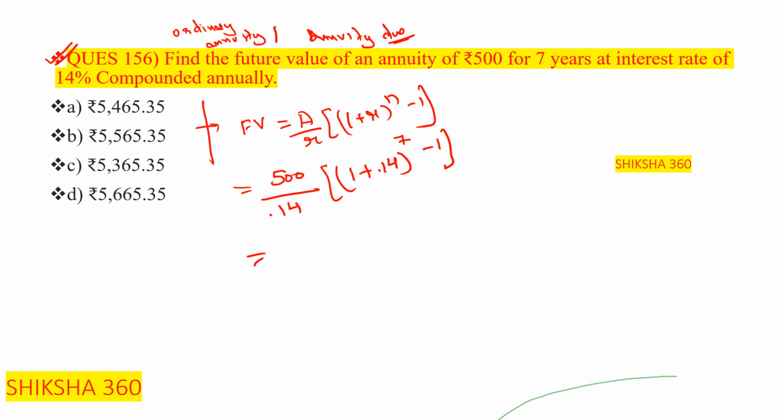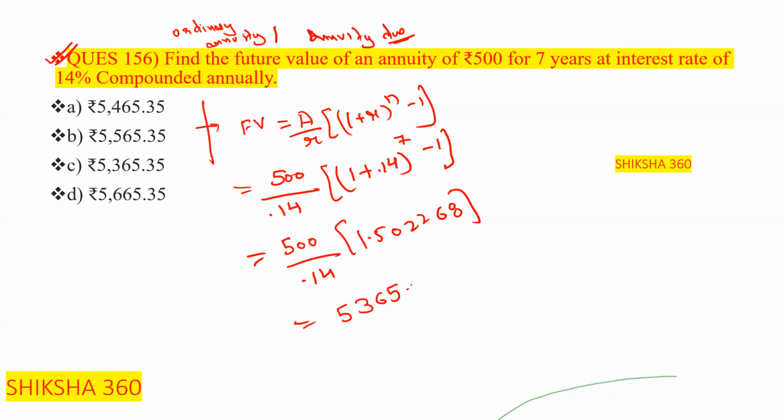1.14 power 7 minus 1. It comes out to 1.502268. This type of form you will get. And one more request: in the examination, please do not round off to just 2 decimal places. Please don't do this. Once you get this value, directly multiply it by 500 and divide by 0.14.